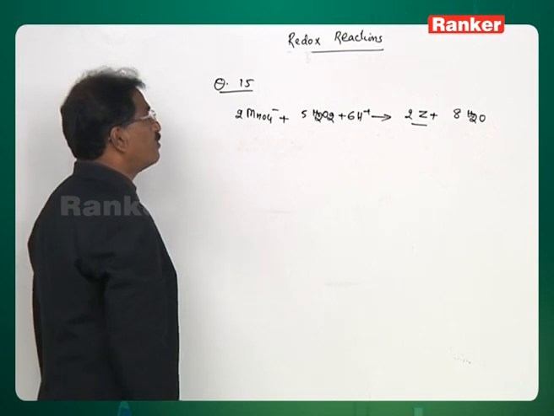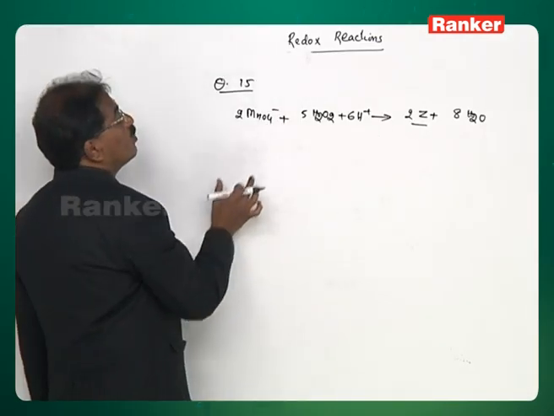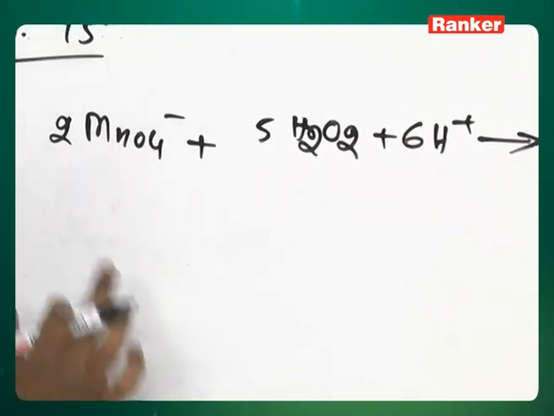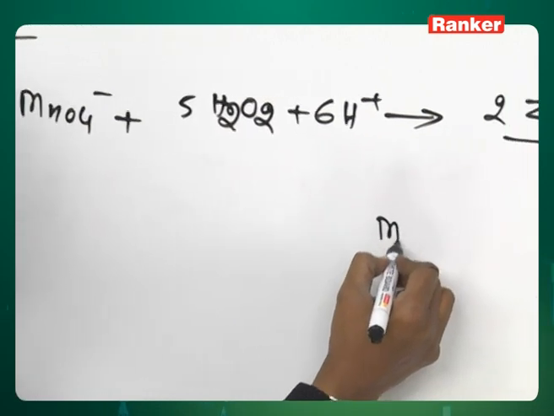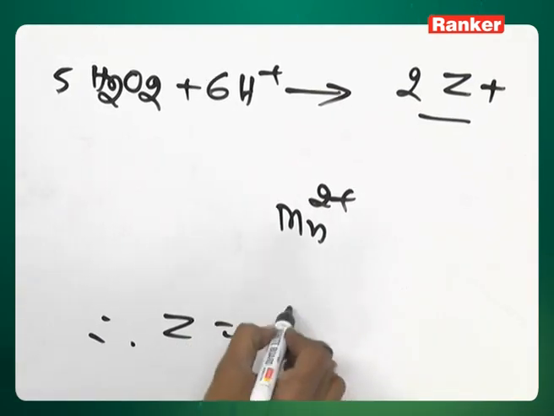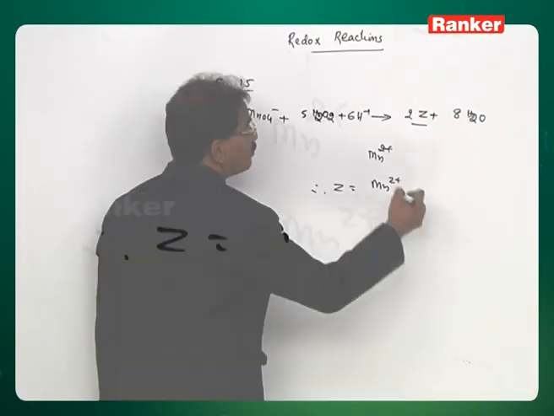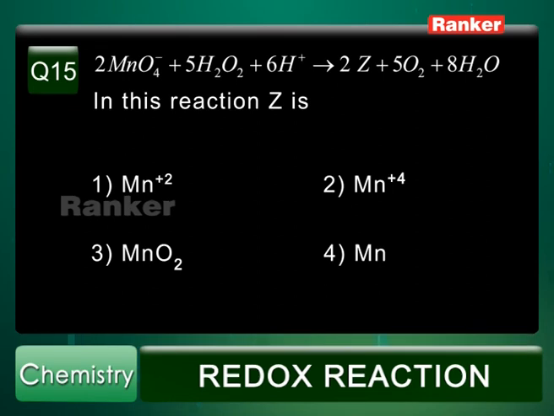See, in general, when permanganate participates in any reaction in acidic medium, 1 mole of the permanganate always gains 5 moles of electrons. Therefore, this permanganate always gets converted into Mn2 plus. Therefore, definitely Z must be Mn2 plus. So identify the option where Mn2 plus is shown. That is shown only in option 1.